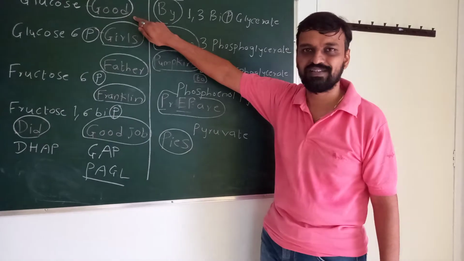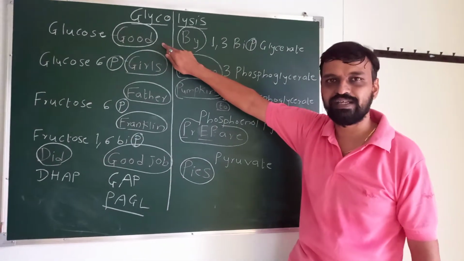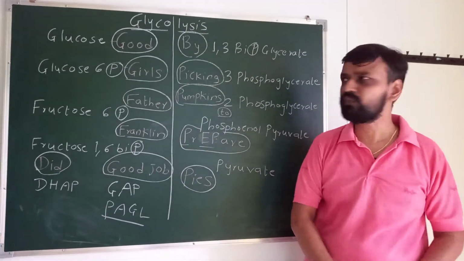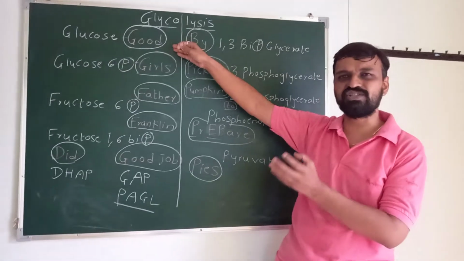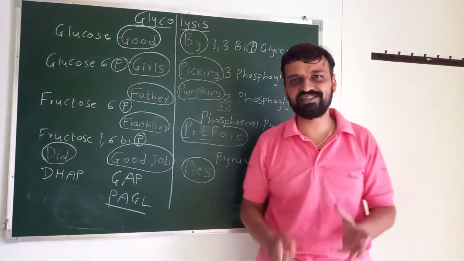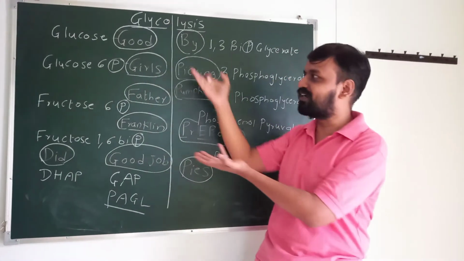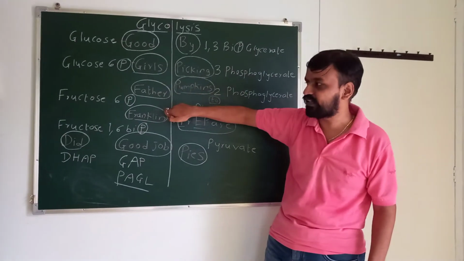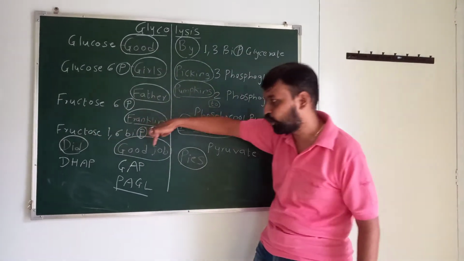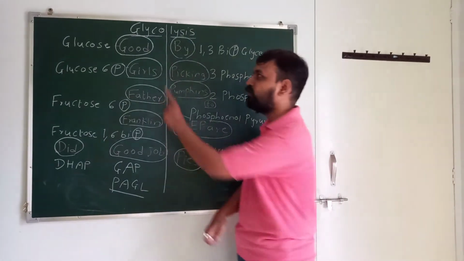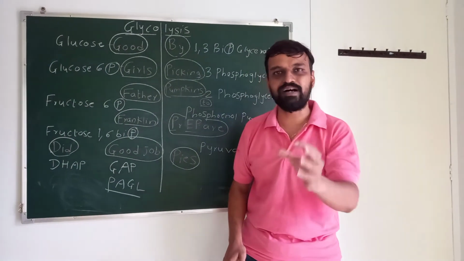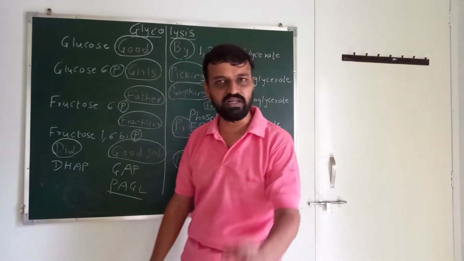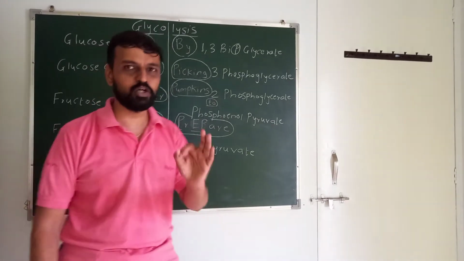So look at this sentence. Good girls, Father Franklin. You can call it gorgeous girls, Father Franklin. It's up to you whether you want to say good girls or gorgeous girls. So, good girls, Father Franklin did a good job. Again, look at this, this is the first half of the sentence: good girls, Father Franklin did a good job.